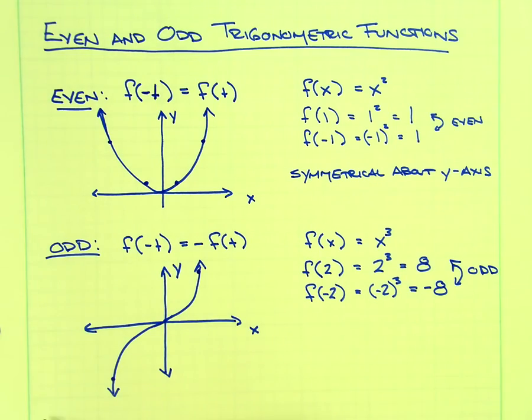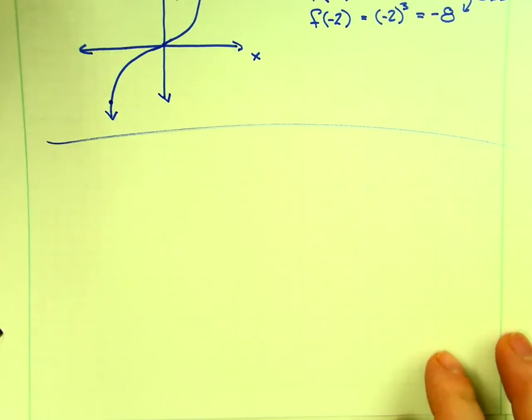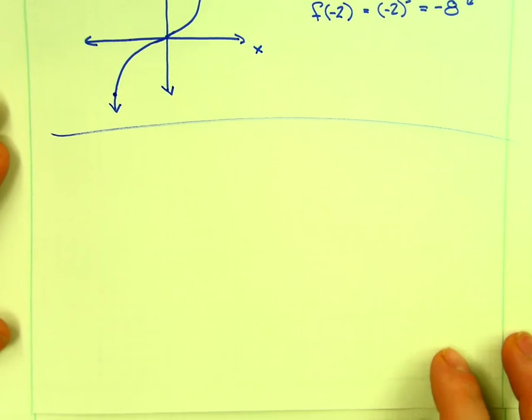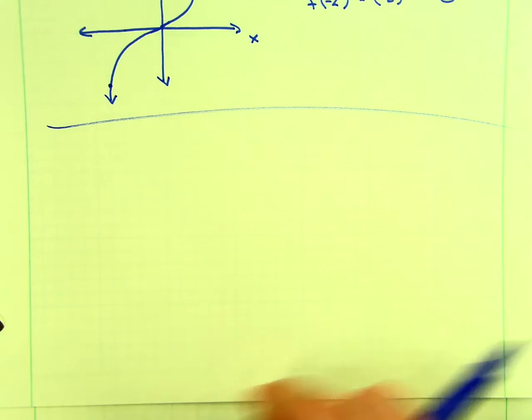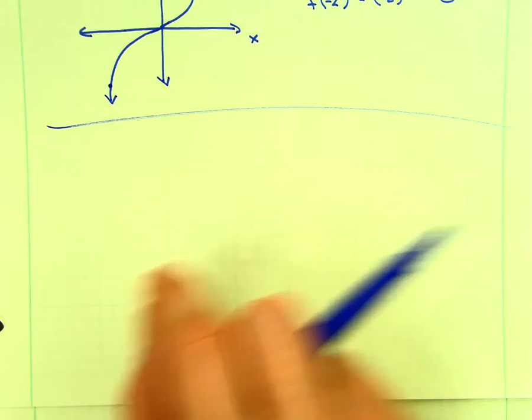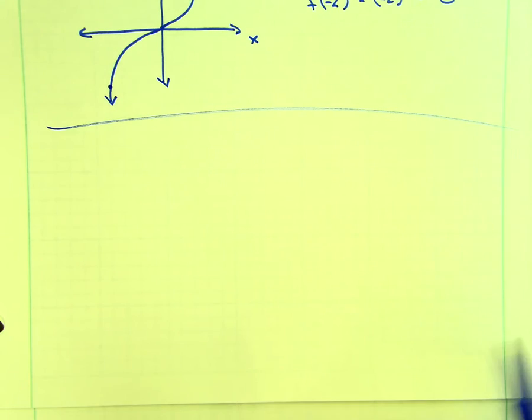Now, how does this relate to trig functions? Well, trig functions have a lot of symmetry. And they have a lot of symmetry because they're related to the unit circle. Right? The circle, it just goes around. Circles have a lot of symmetry, right? So when you're talking about sines and cosines, they're going to have symmetry as well. Okay? So, and if you even look at the unit circle, you can figure that out.